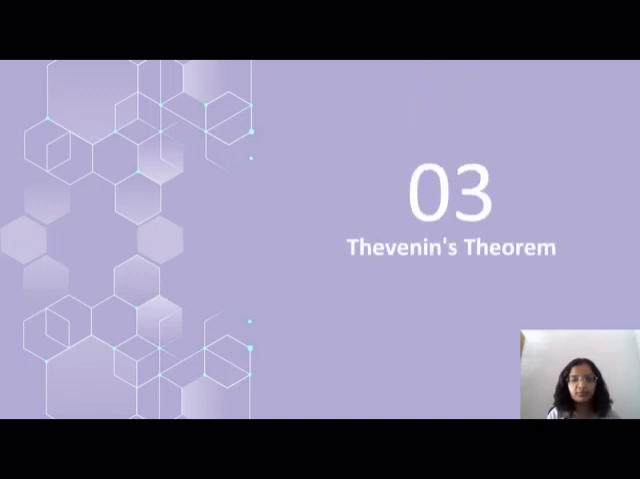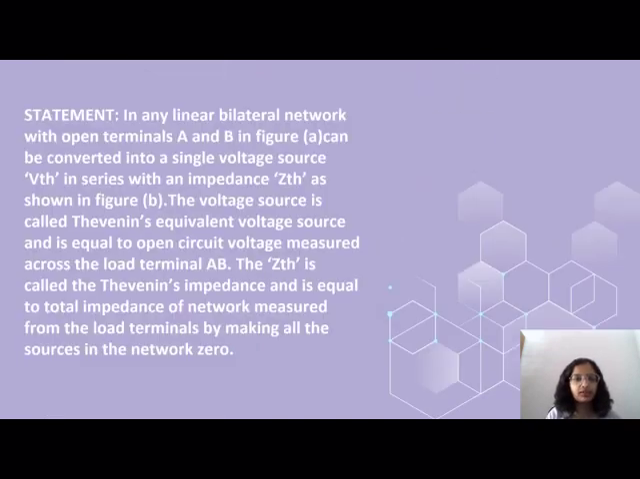Thevenin's theorem. Here is the statement for Thevenin's theorem. In a linear bilateral network with open terminals A and B, Thevenin's equivalent circuit can be represented by a voltage source VTH in series with an impedance ZTH. The Thevenin's equivalent voltage source VTH is determined as the open circuit voltage measured across the load terminals A and B. The Thevenin's impedance ZTH is calculated by measuring the total impedance of the network from the load terminals, making all sources in the network zero.